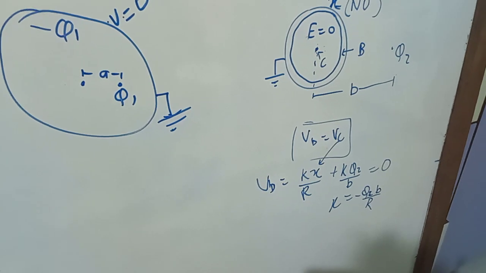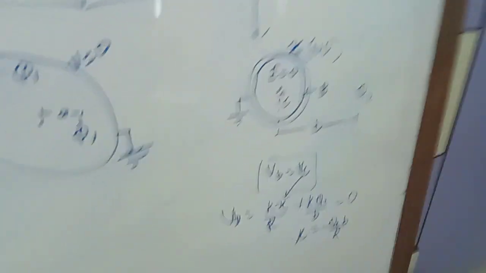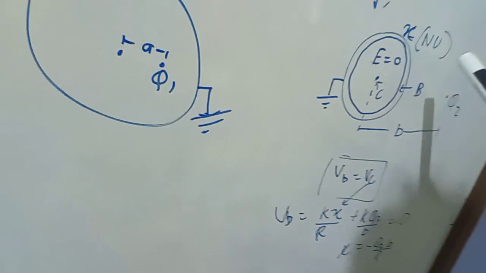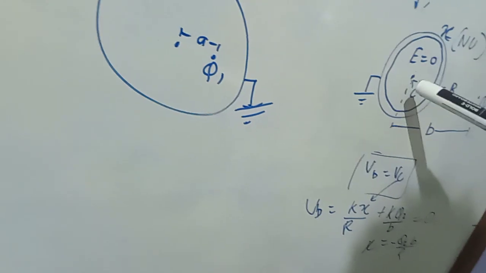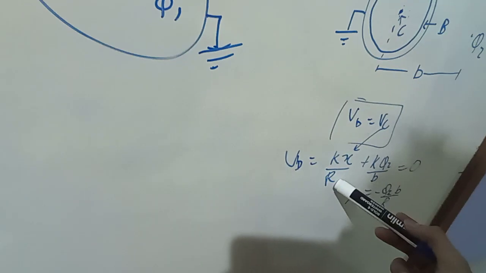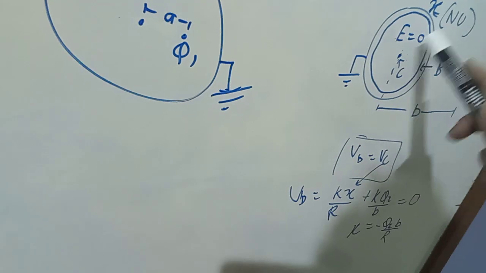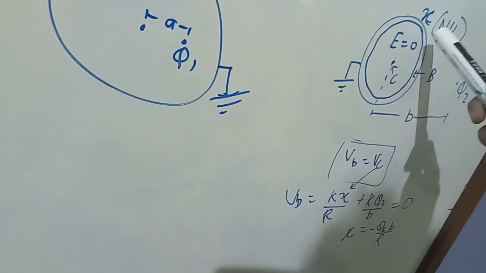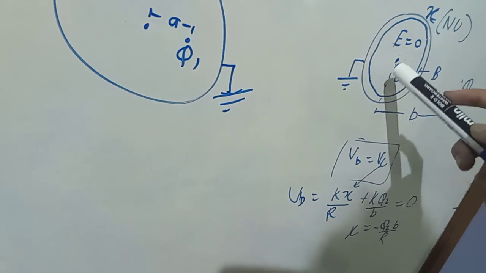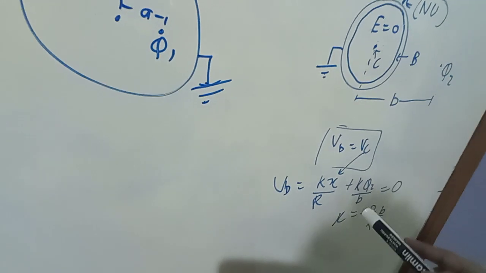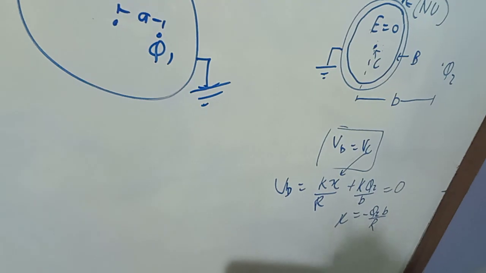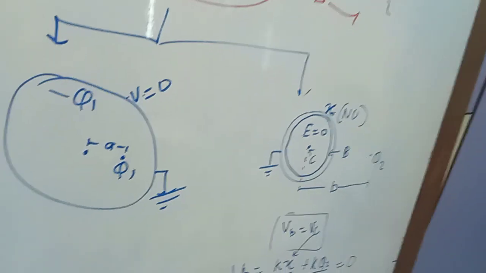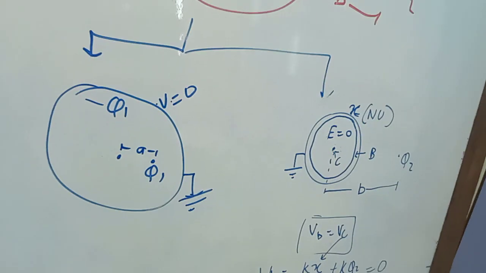But the main part was we took x as non-uniform, still we wrote this because the distance from the center is constant. So if we accumulate x at the same point, it is going to give the same potential. Thus we found the potential directly, kx by r and kq2 by b. That's it. Thanks for watching. I'll try another question of sort of the same concept.